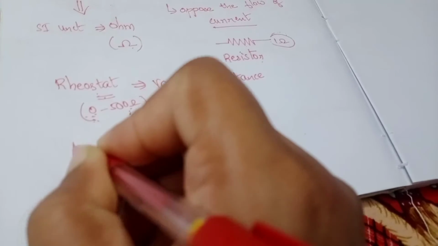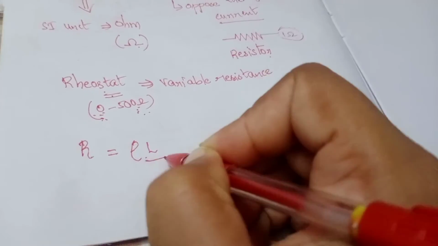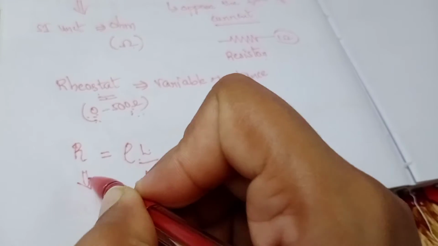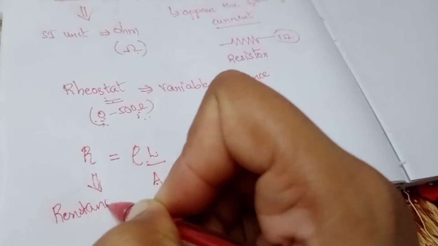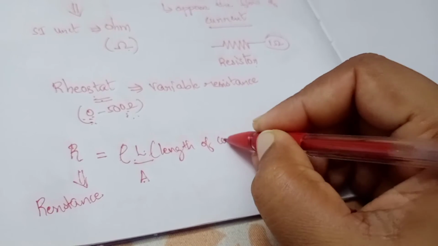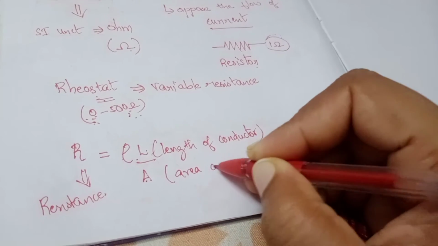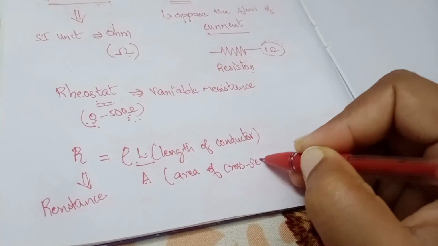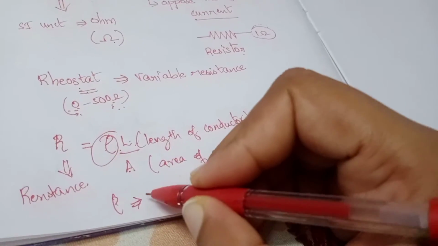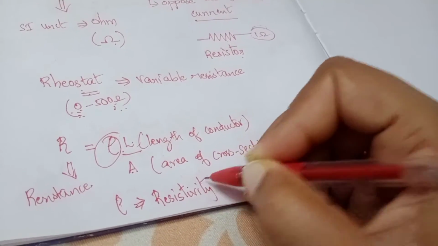Now, the equation for finding the resistance is R equals rho L divided by A, where R is the resistance, L is the length of the conductor that we are considering, and A is the area of cross section. This term rho, pronounced as rho, is the resistivity.